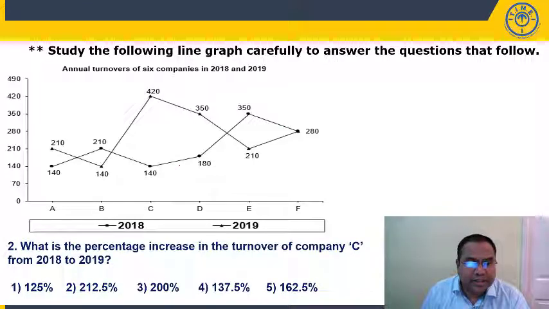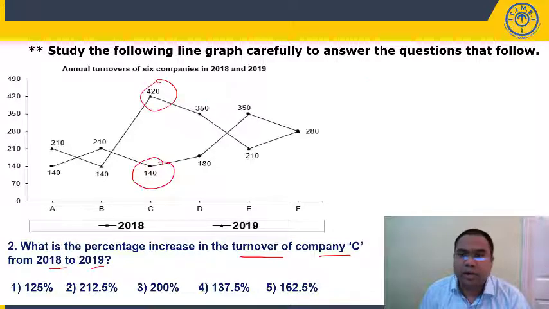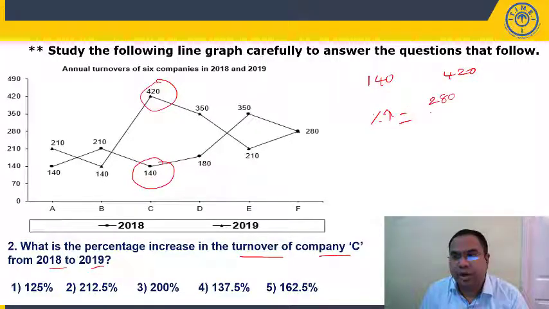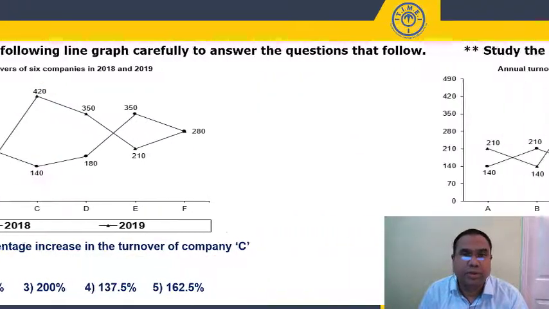Question number 2. What is the percentage increase in turnover of company C from 2018 to 2019? Now here, how much is the turnover of C in 2018? 140. In 2019, 420. So what is the percentage increase? What is the formula to find percentage increase? Difference by initial value. So what is the difference? 280 by initial value 140, into 100. 140 goes exactly 2 times. So it has to be 200%, present in the third option.